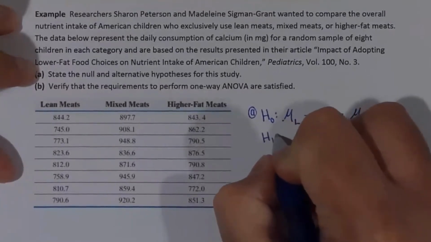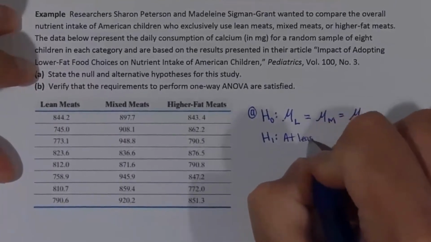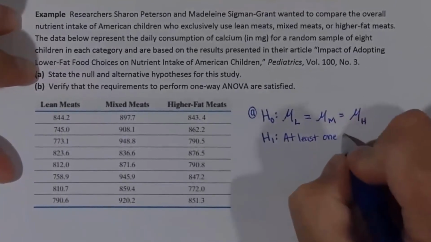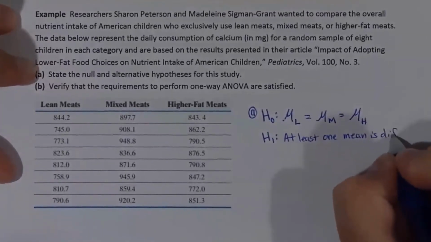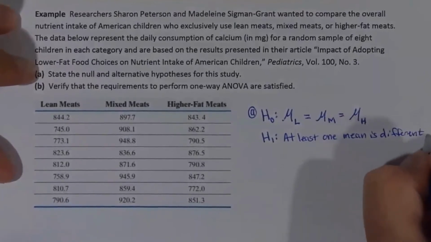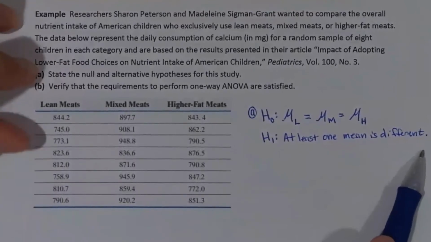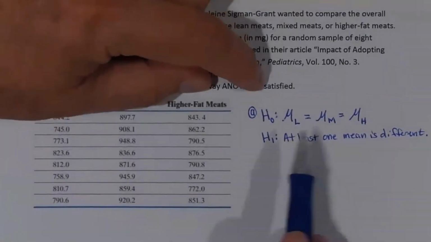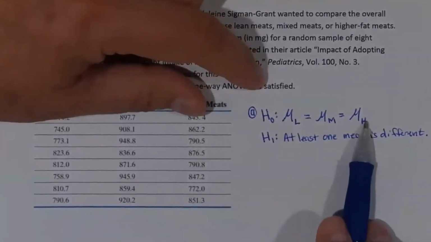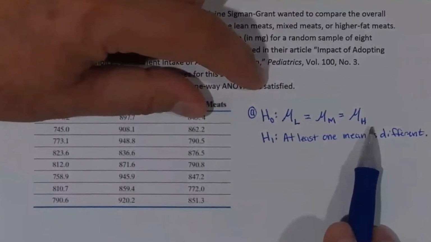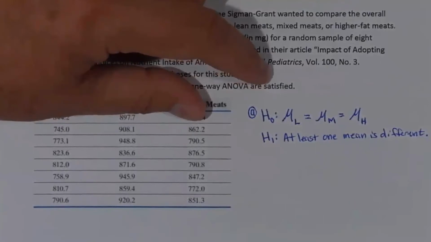My alternative hypothesis is that at least one mean is different. Now, when I say at least one mean is different, it could be that we conclude all 3 of them are different, so none of them are equal, or we might conclude that 2 of them are equal and 1 of them is different from the other 2.